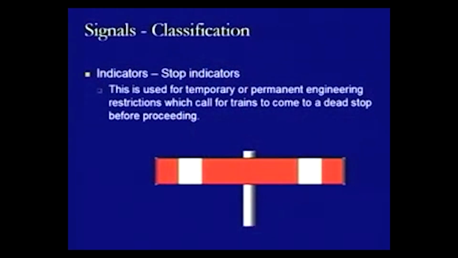Then there is a stop indicator. This is how it looks like. This is a rectangular sheet where we have a red background with a white band on one side and the other side. This is used for temporary or permanent engineering restrictions, which call for trains to come to a dead stop before proceeding further.